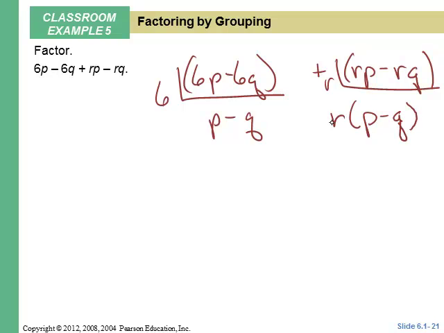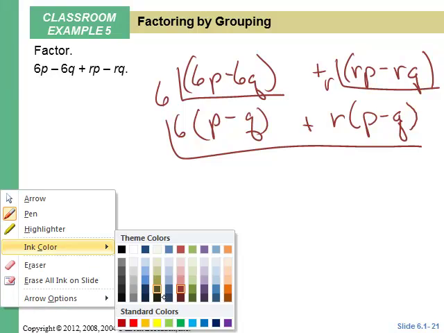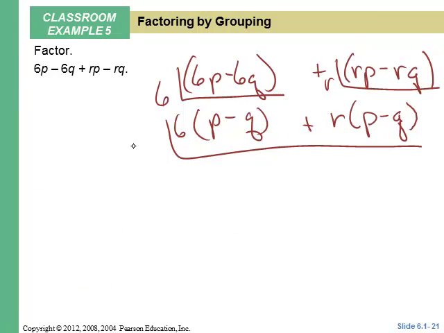So what we've got here is 2 terms with a common factor. I'm going to change colors here so that you can see that we're doing something different. We're going to factor a p minus q out of both of them, and we're left with 6 plus r. So our factored form is p minus q, 6 plus r.